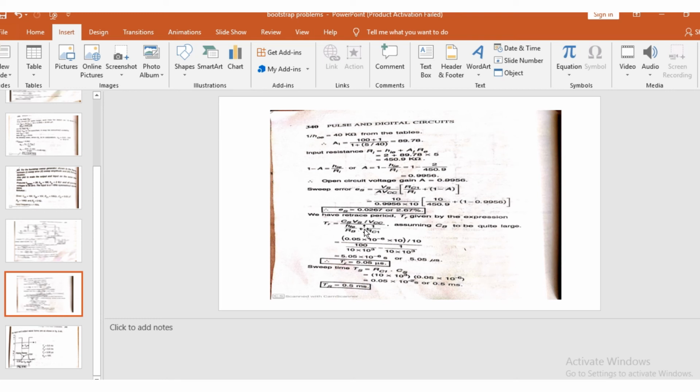Next, we have the retrace period TR, which is given by the formula shown on the screen. TR is equal to CS VS by VCC divided by (HFE by RB minus 1 by RC1). We are making an assumption that CB is very large. By substituting all those values, we get TR equal to 5.05 microseconds. Next, we have the formula for finding sweep time. Sweep time TS is given by RC, where R here is RC1 and C here is CS. So TS equals RC1 into CS. Substitute the values, we get TS equal to 0.5 milliseconds.